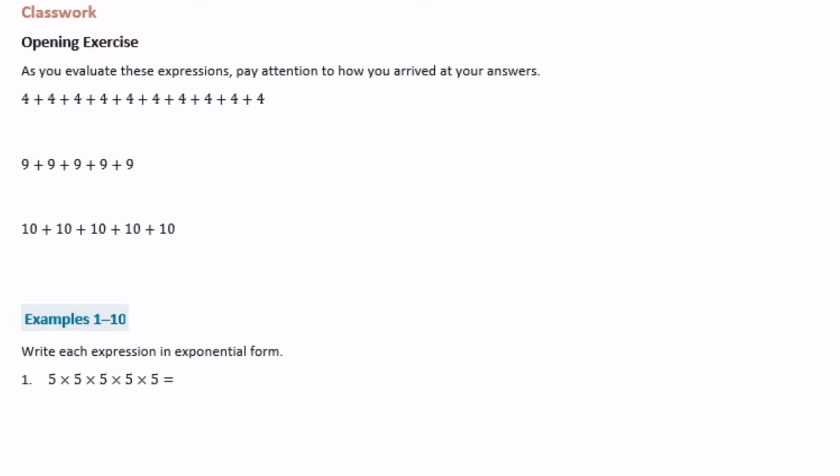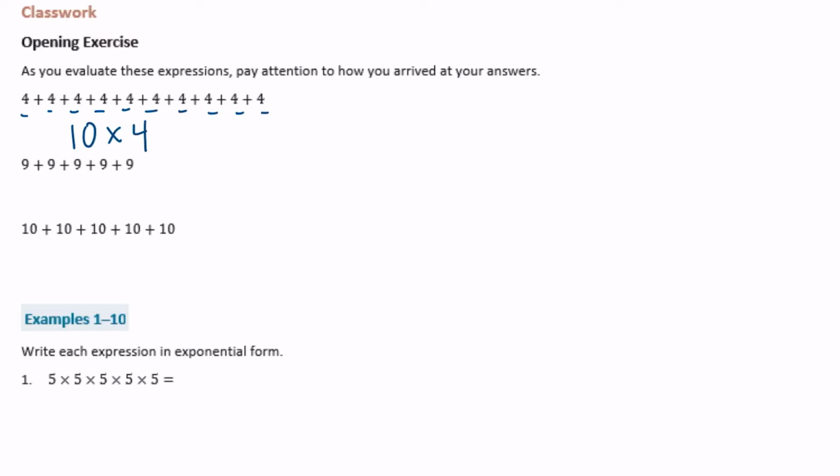We have 4 plus 4 plus a bunch of 4s, so let's see how many 4s we have. There is 1, 2, 3, 4, 5, 6, 7, 8, 9, 10. So another way to write this expression, instead of writing all those 4s together, we could just write 10 groups of 4. So we have 10 times 4.